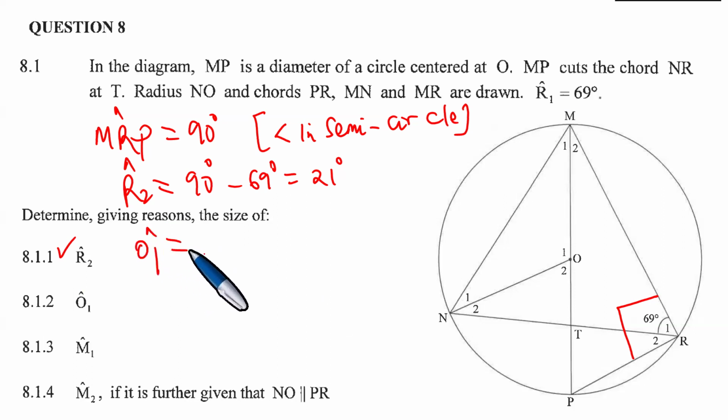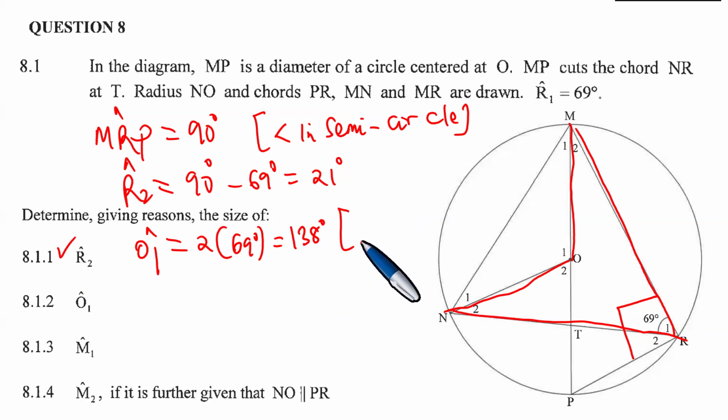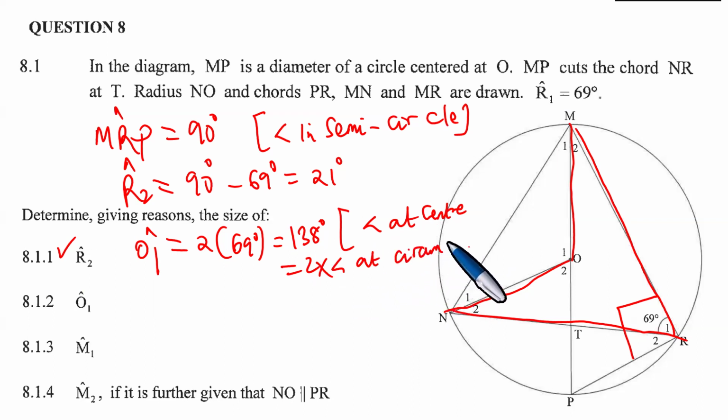So the angle O1 is 2 times the angle 69 degrees, and this is 138 degrees. And what is the reason? Angle at center is 2 times angle at circumference. Yeah, angle at center equals 2 times angle at circumference. Next.